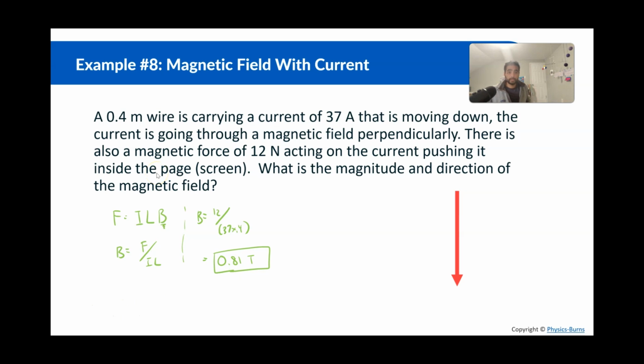Okay, but we need to now know the direction. So we can see the current's going straight down. And then we know that the force is going to be pushing it inside the screen. So it's going to be like that. That means the magnetic field is going to be going to the left. Okay. So we have 0.81 Tesla to the left.